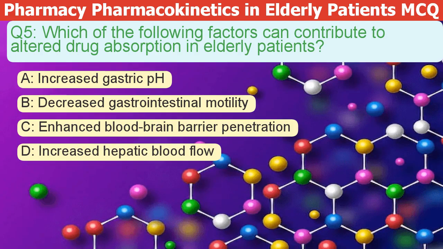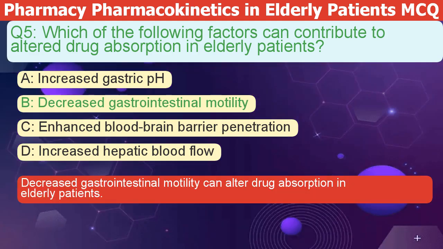Which of the following factors can contribute to altered drug absorption in elderly patients? A. Increased gastric pH. B. Decreased gastrointestinal motility. C. Enhanced blood-brain barrier penetration. D. Increased hepatic blood flow. The correct answer is B. Decreased gastrointestinal motility can alter drug absorption in elderly patients.